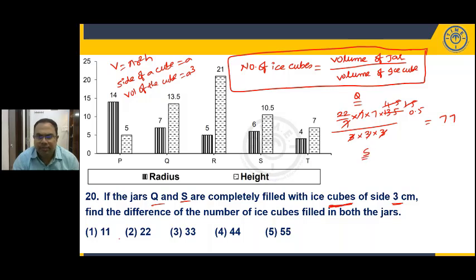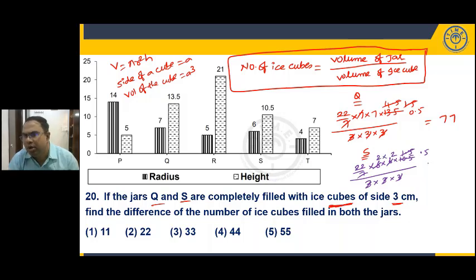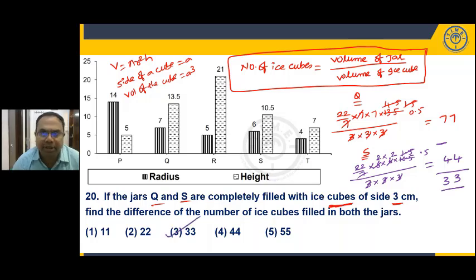Jar S, I'll take it differently. Jar S, pi 22 by 7 into radius 6 into 6 into 10.5, by the volume of the cube, 3 into 3 into 3. 7 and 1, 7, 1.5. 3 goes 0.5 times. 3 goes 2 times here. 2 into 2, 4. 4 into 0.5 is 2. 2 into 22, 44. The difference in the number of ice cubes is 33. 33 is option 3.